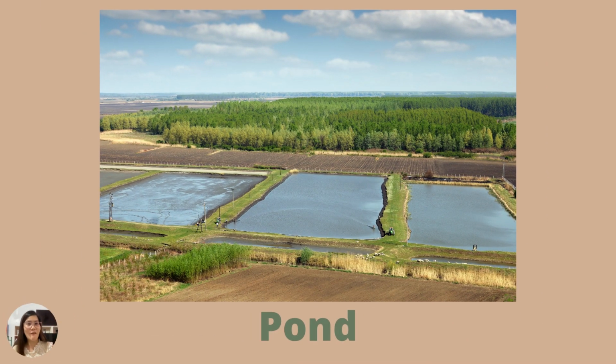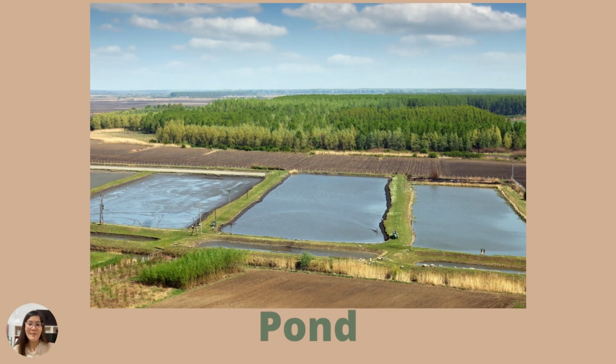Now, this one is very familiar to us. This is a pond. A pond is a small body of fresh water surrounded by land. It is smaller than a lake. Milkfish, bangus, tilapia, prawns, and crabs are usually raised in ponds. Different kinds of plants and animals can be found living together in the pond.